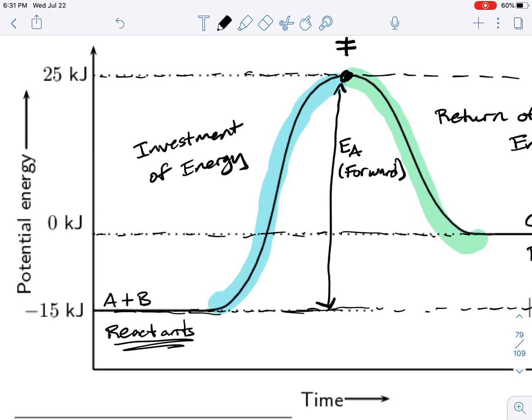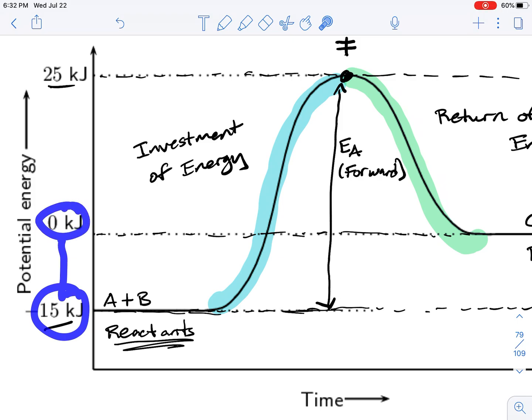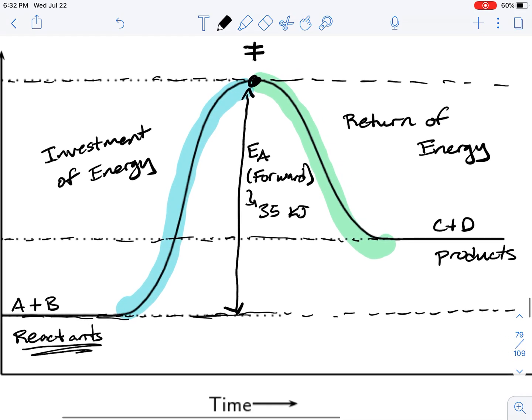And so I can quantify that by looking at my values here, so negative 15 all the way to 25. And so I'm just going to think about it logically, right? So it takes 15 kilojoules to go up to 0, and then another 25 kilojoules to hit 25. So you're going to add them. And so in total, the activation energy is going to be 35 kilojoules for this specific diagram.